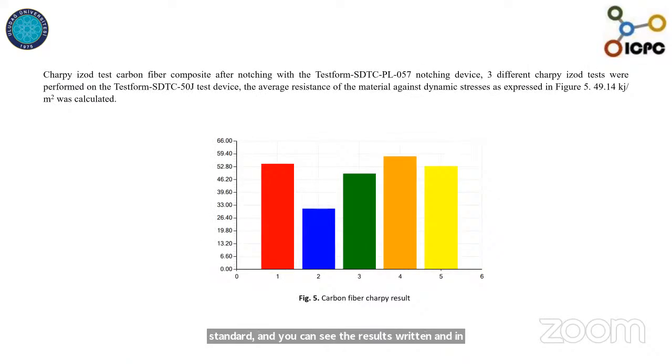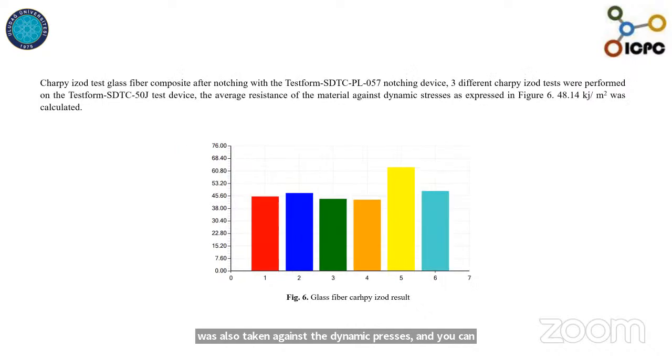So regarding the Charpy impact tests for carbon fiber, after the notching with the test form, as you see here, we have the notching device. Three different Charpy impact tests were also performed on the device, and the average was also taken against the dynamic stresses. And you can see in figure five the results of that. So we also did the same Charpy impact test for the glass fiber composite, as you can see here, and we also repeated the test three times. And then we have also reported the average dynamic stress results.